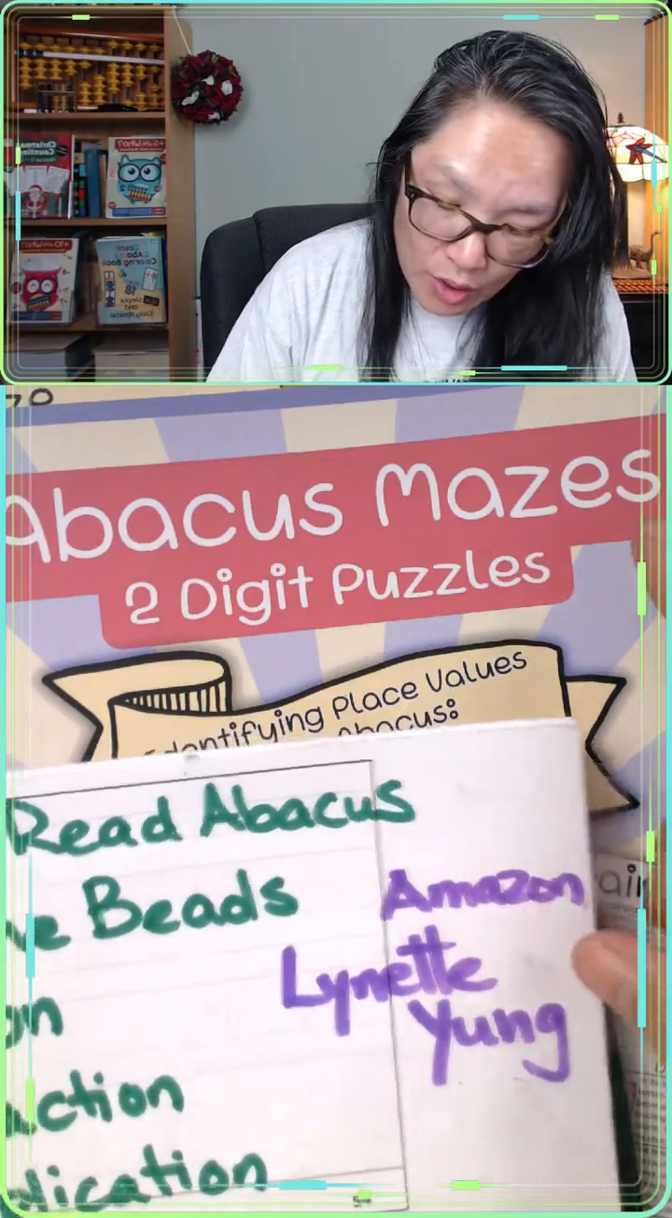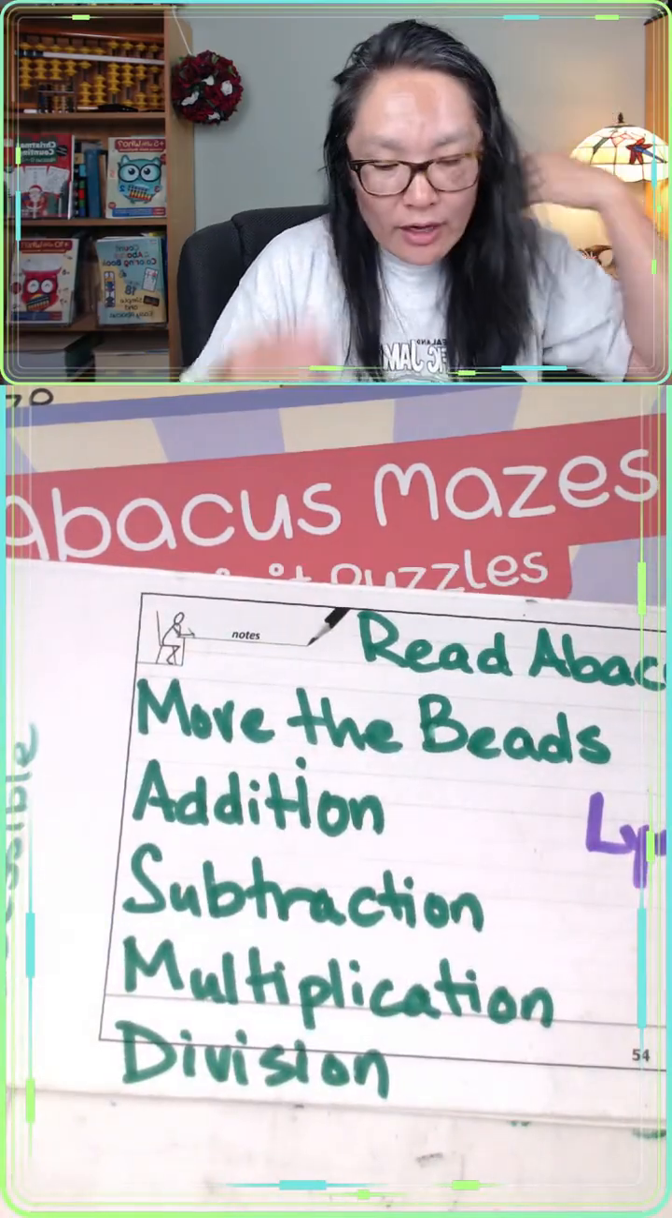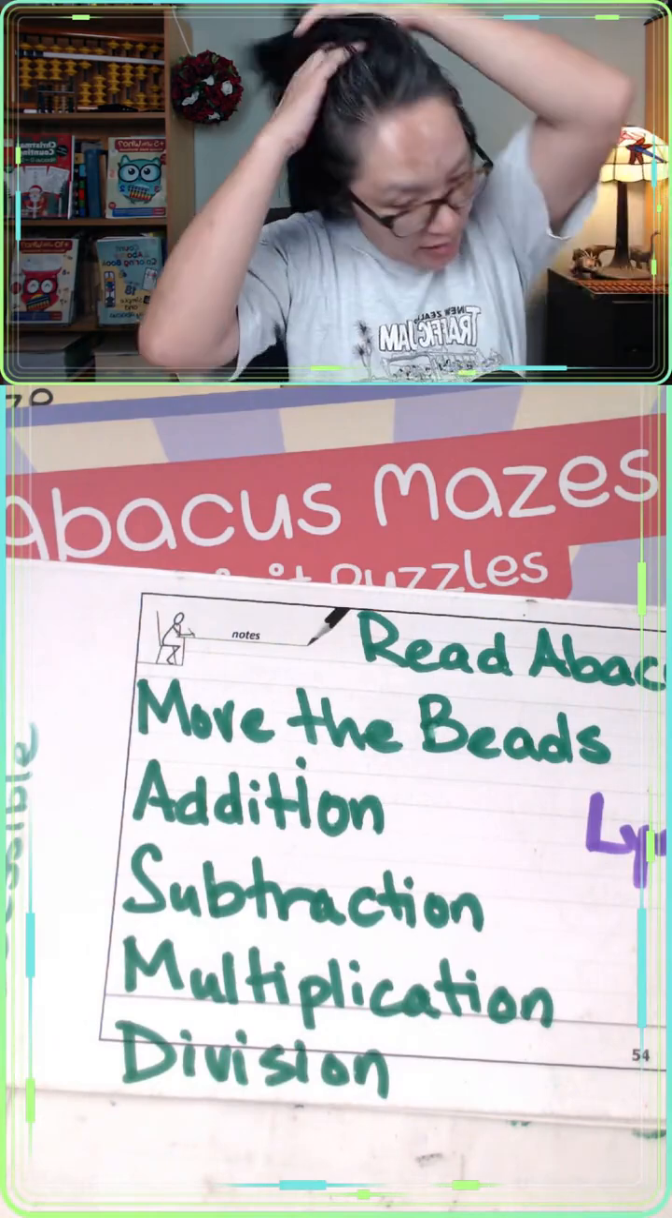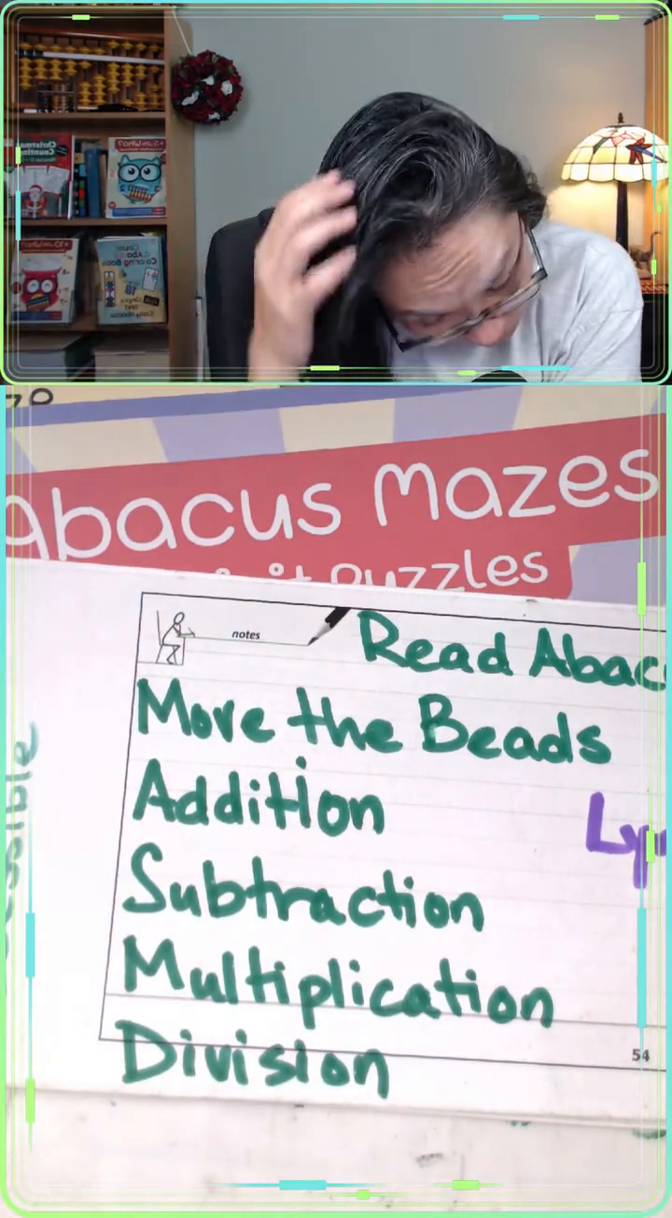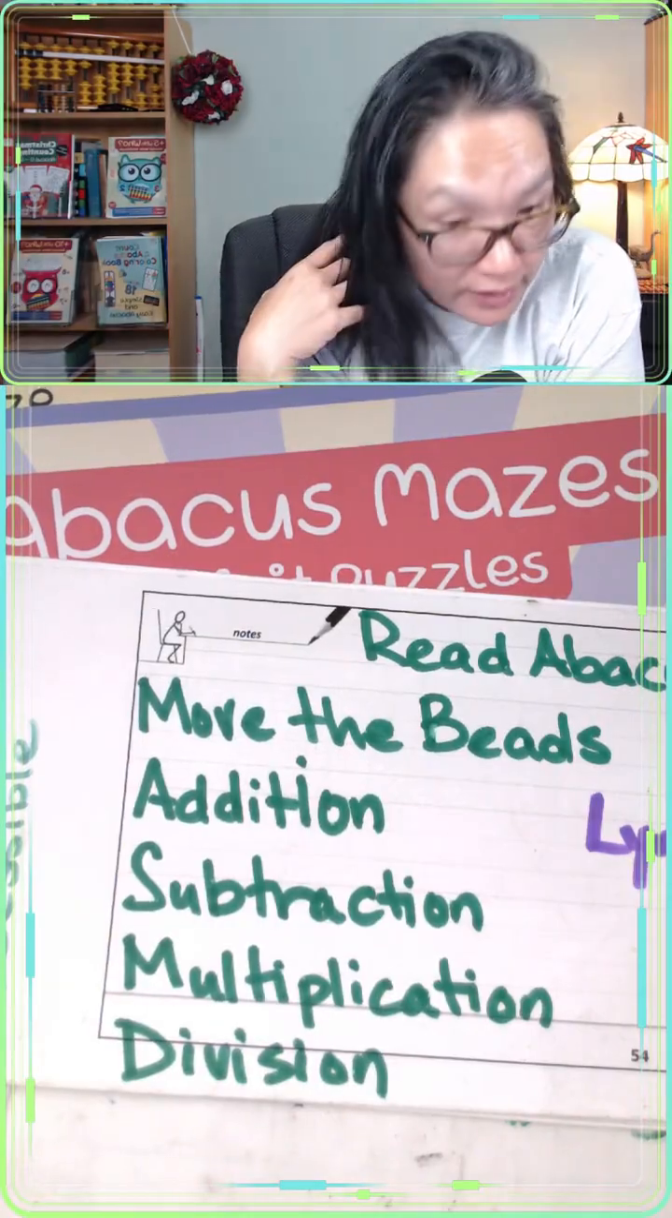And then what? We can do, depending on how far you get, adding, subtracting, multiplication, and division. But we couldn't get to multiplication because everybody was still stuck on how to read the abacus.